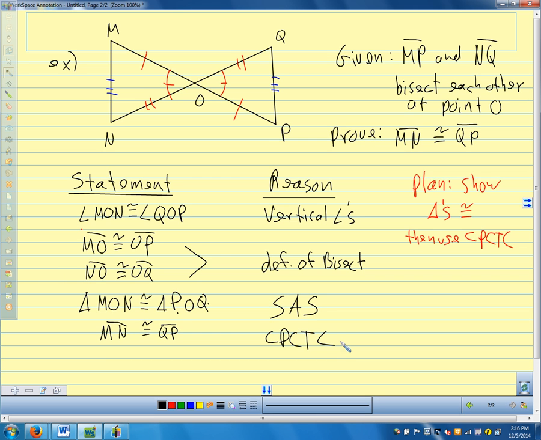We have to know the triangles are congruent before we use CPCTC. The triangles have to be congruent before we use CPCTC. Because this C and CT in CPCTC means congruent triangles. So triangles have to be congruent. All right, questions there?